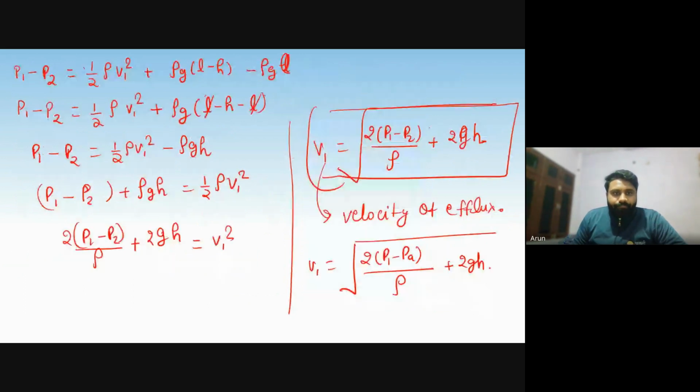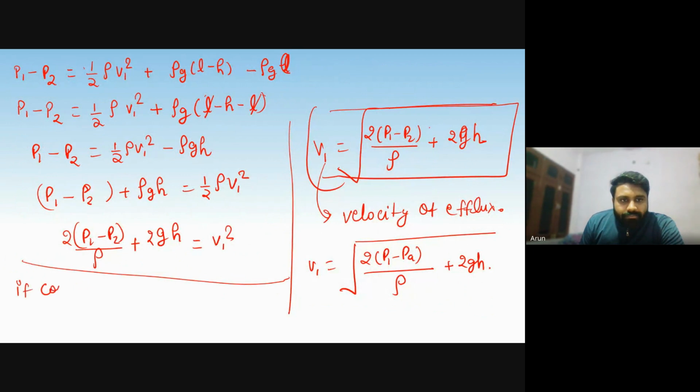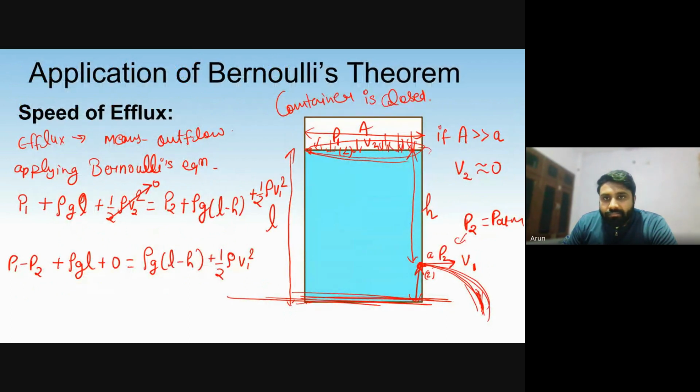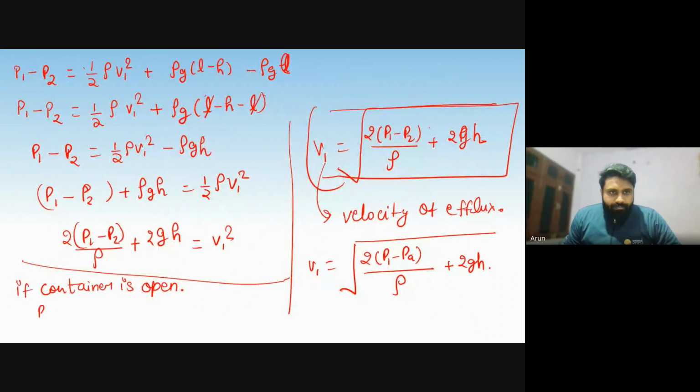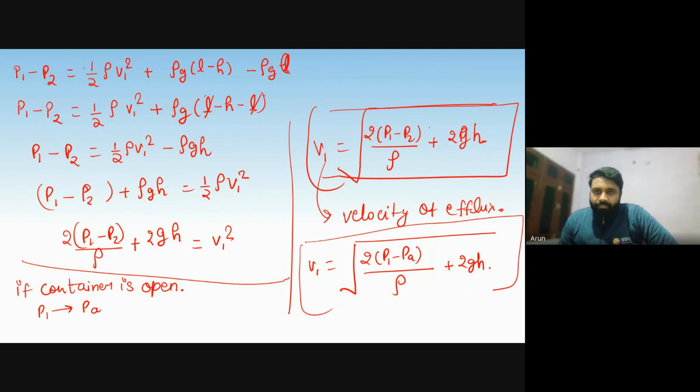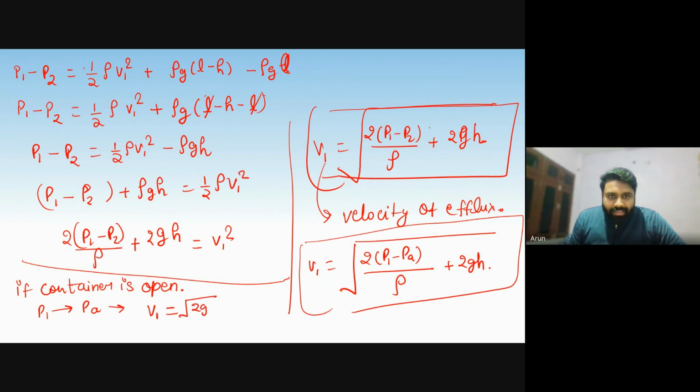Now, in the next case, if the container is open, then what will happen? If you open the container, the pressure on portion number 1 will also be the atmospheric pressure, because only atmospheric air is applying the pressure on this side. So P1 will also be P atmospheric, and P1 minus P atmospheric will be 0. So in this case, velocity of efflux is root 2gh, which is the same as in the case of free fall. Got it?